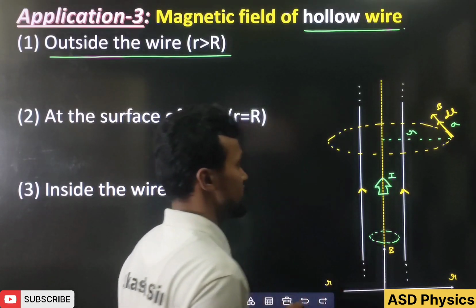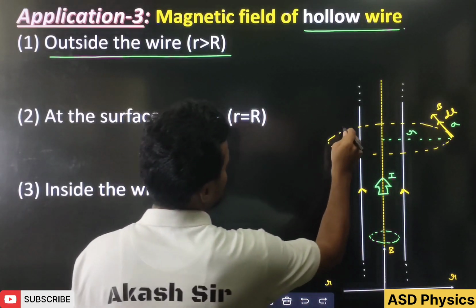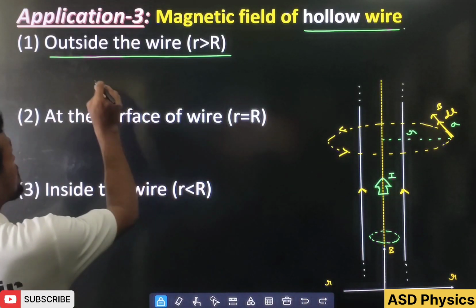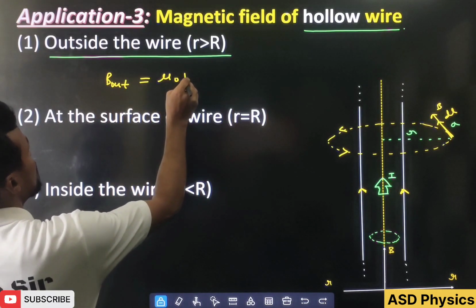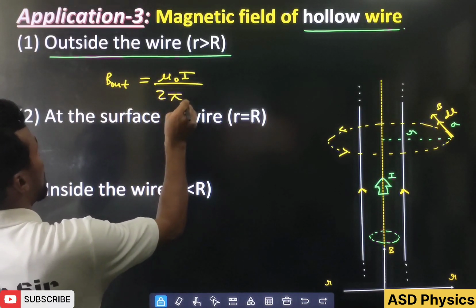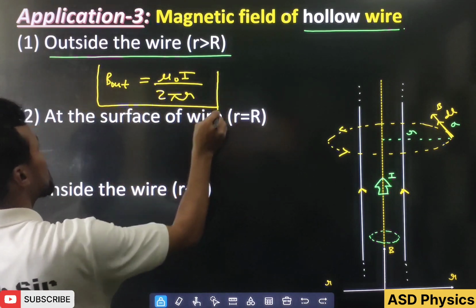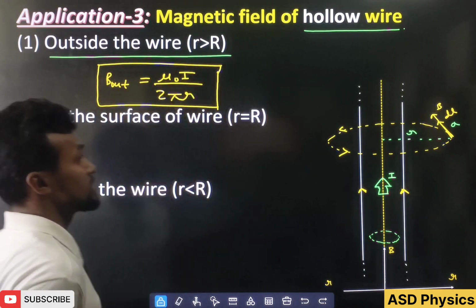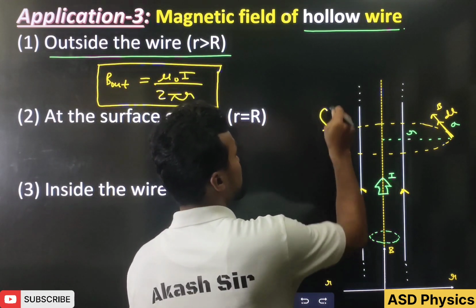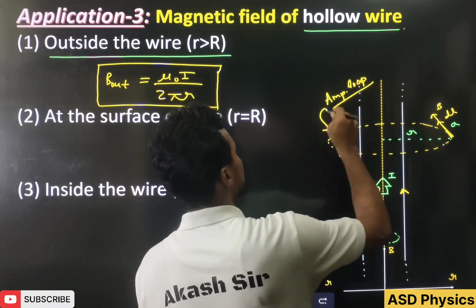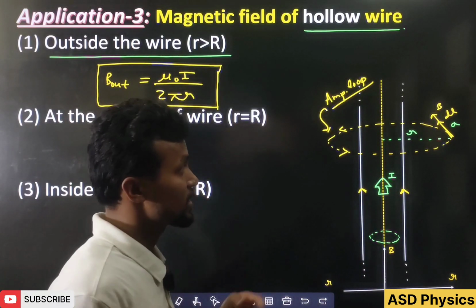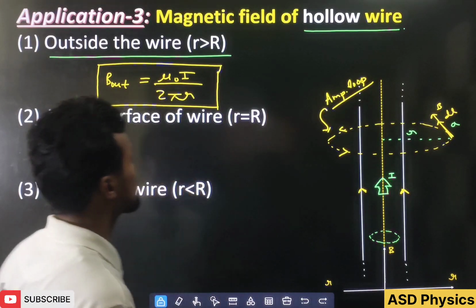You can see the Amperian loop in this direction. The same story applies outside the wire, with no change: it will be mu naught I by 2 pi r. The derivation is not important, but the basic idea is the same. Inside the Amperian loop, how much current is enclosed? Even though the current flows on the surface of the hollow cylinder, I current is enclosed here.